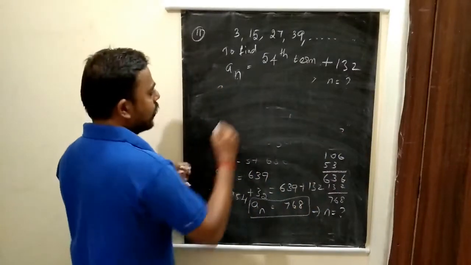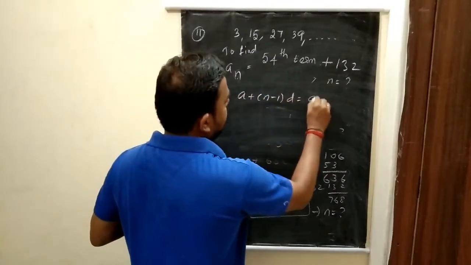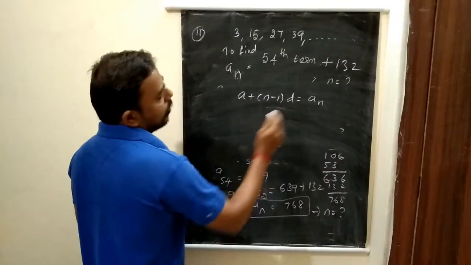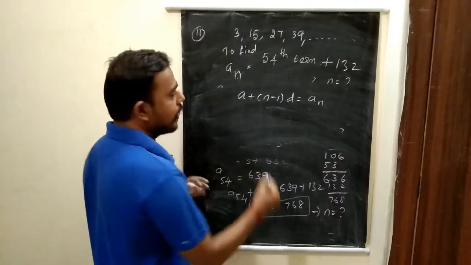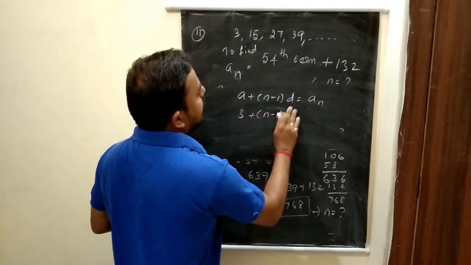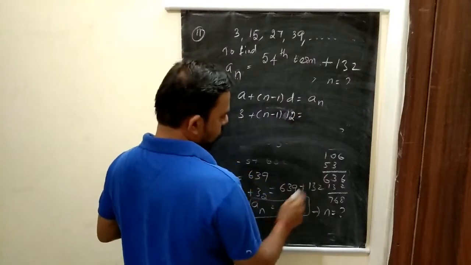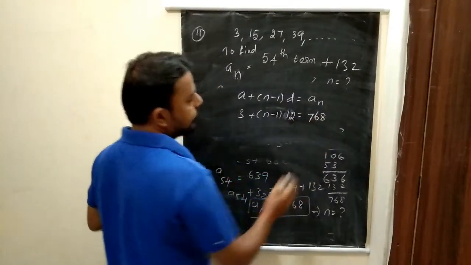Now already you know that a plus n minus 1 into d equals an. Here an we are going to consider 768, the a value is 3, the n value we need to find, and the d value we have is 12.